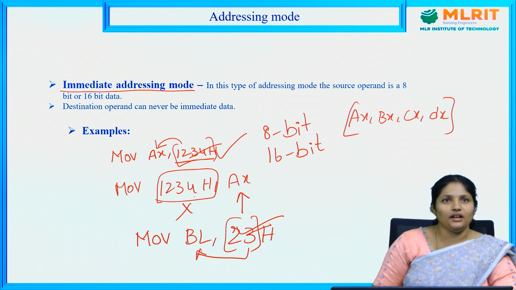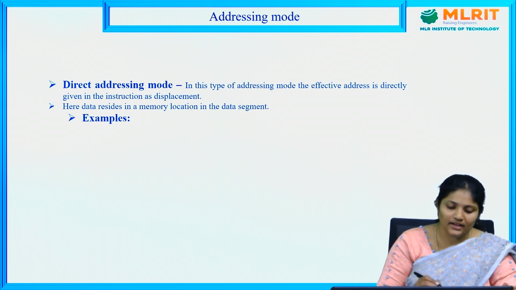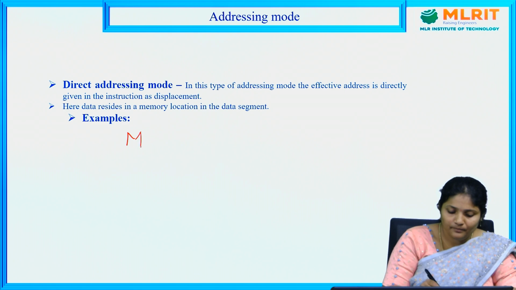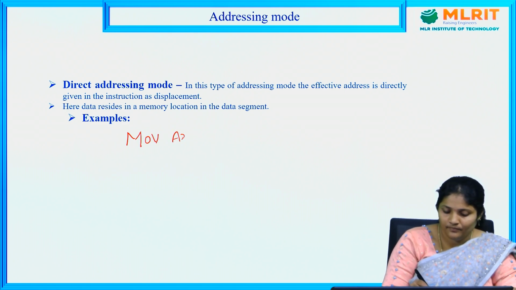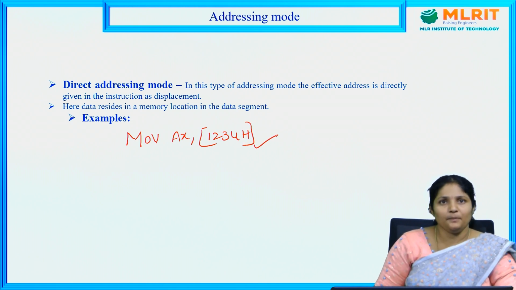So coming to the next addressing mode, it is direct addressing mode. Here the data which we will be discussing will always be in addresses. We can directly mention the address in that particular instruction. Let us consider one example. In this particular example, I am moving the data present in the location 1, 2, 3, 4.